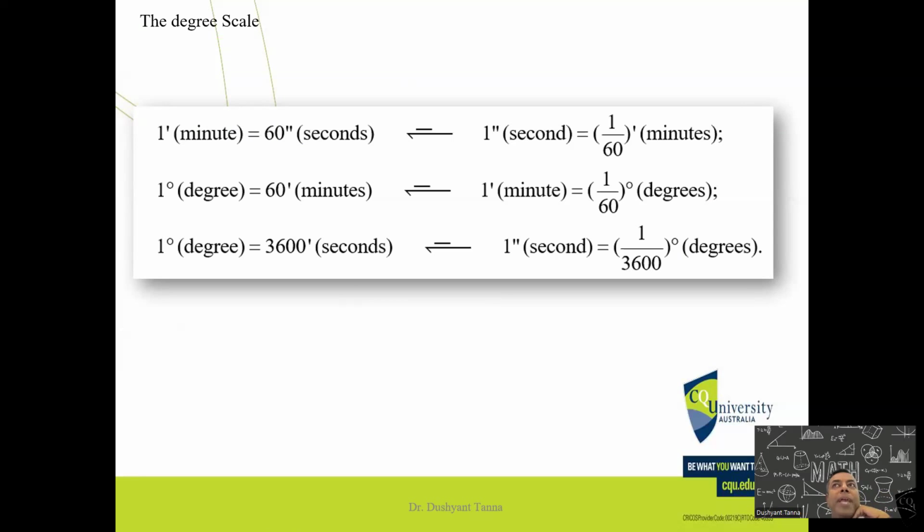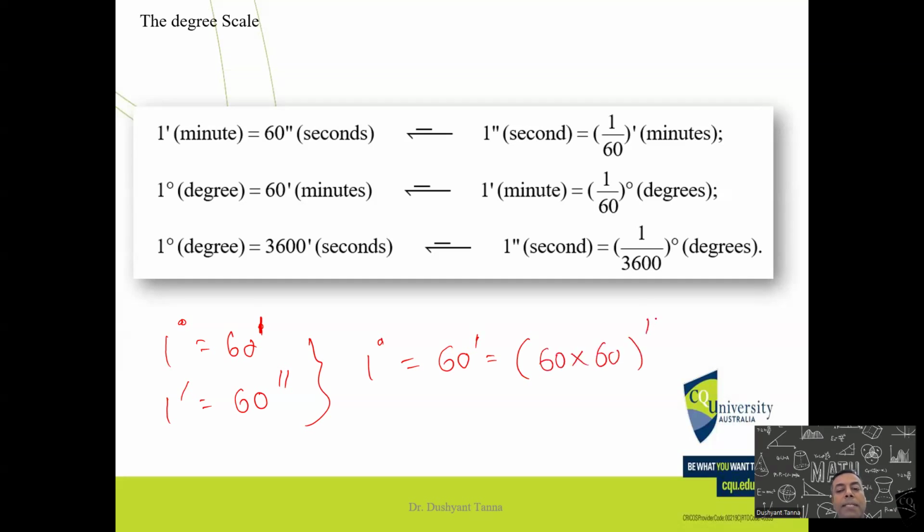What if we have to break every degree into its smaller units? So we have it here. 1 degree is 60 minutes. 1 minute is 60 seconds. And therefore, when you combine it, 1 degree is 60 minutes, that is 60 times 60 seconds. So that is 3,600 seconds.